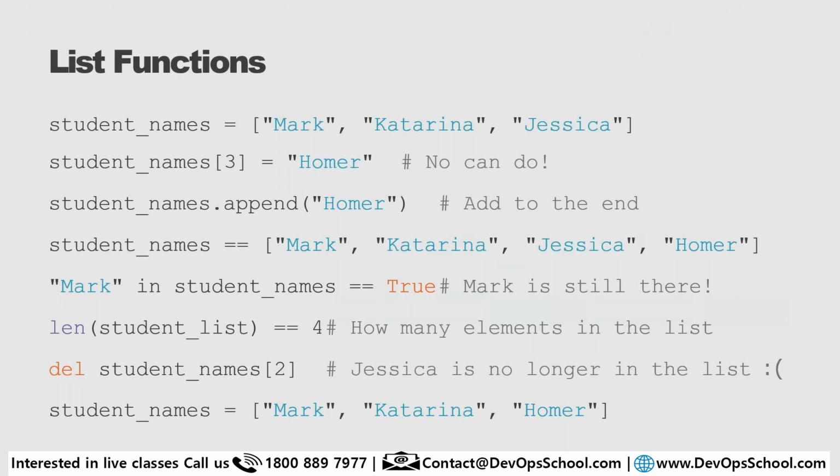Here, mark in student_names will return true or false, depending on whether the element is in student_names or not. Len is a function which will give you the number of elements in the list. If you want to delete some of the elements, you can use the del function and specify the index number 2, and you can delete that. So this is the way you can work with the functions of the list.